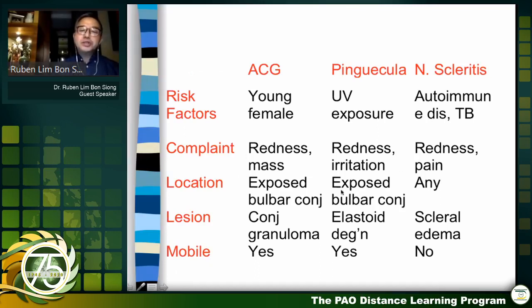ACG and pinguecula will be located at the exposed bulbar conjunctiva, while nodular scleritis can be anywhere on the eyeball itself, the anterior eyeball. At least we're talking about anterior nodular scleritis. An ACG is a conjunctival granuloma. Pinguecula is due to elastoid degeneration. Nodular scleritis is due to scleral edema. Since ACG and pinguecula are located on the conjunctiva, they are both mobile, while nodular scleritis is not mobile.